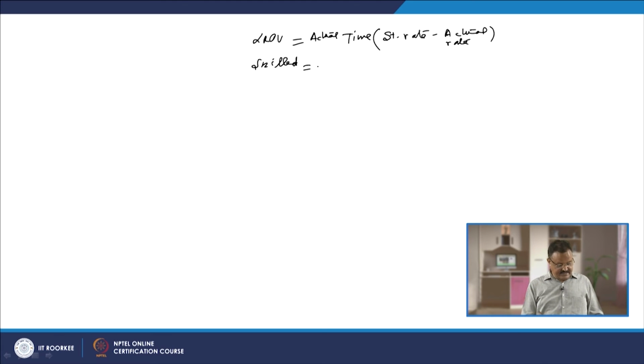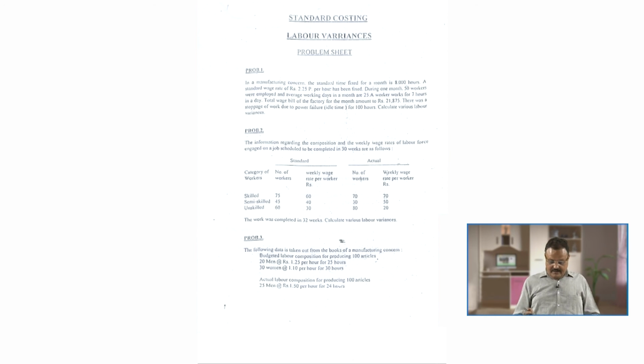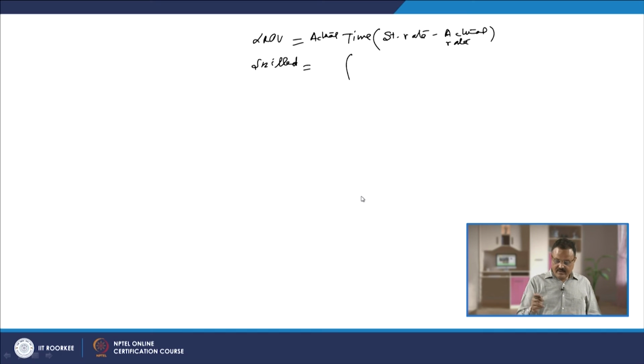We will calculate it for the skilled workers first. What time do we have to take? Here we have to take the actual time. How many hours are given to us here? We are given 32 weeks as the time, and 70 is the number of workers. So 70 into 32 will come out as 2,240. This is the total time in weeks.